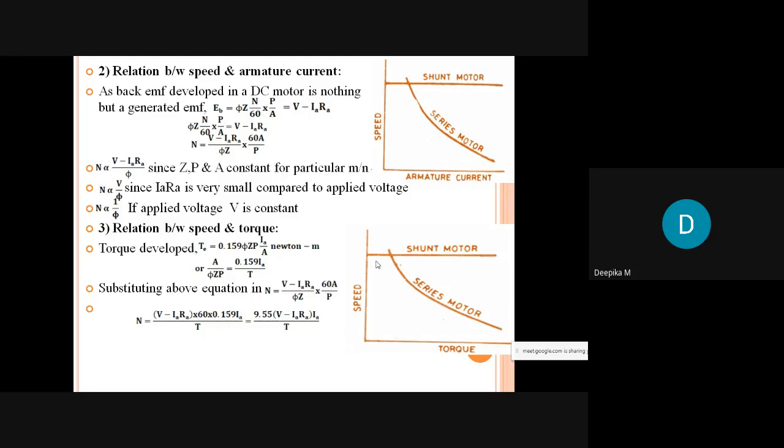That is, if the torque is increasing, then the speed is going to reduce. If the torque is less, then the speed will be high. So this kind of thing we will be having in the series motor. Hence, usually the series motor is preferred.